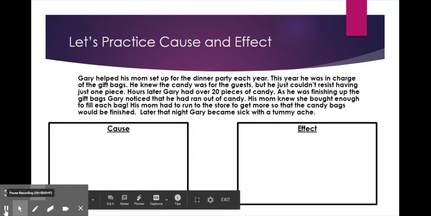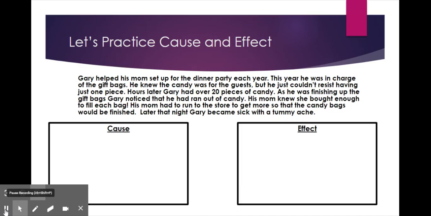Let's practice one last time on cause and effect. Pause the video and read the paragraph. Gary helped his mom set up for the dinner party each year. This year, he was in charge of the gift bags. He knew the candy was for the guests, but he just couldn't resist having just one piece. Hours later, Gary had over 20 pieces of candy.